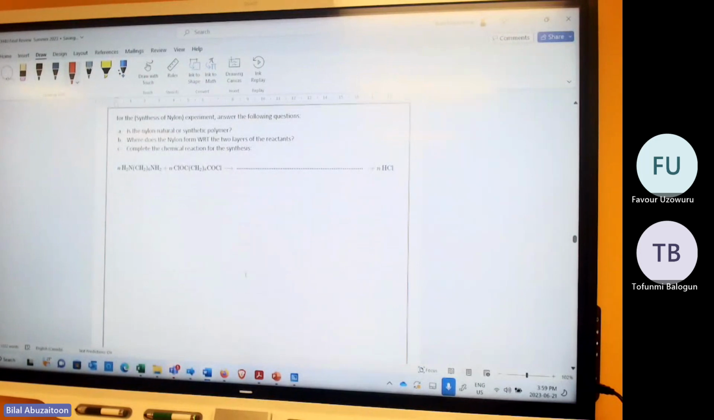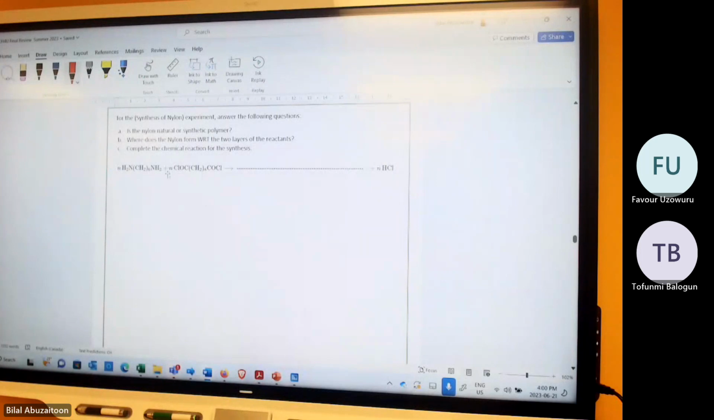Now, the synthesis of nylon. Is nylon a natural or synthetic polymer? This is one of the experiments that you did and wrote a lab report about. Is it natural or synthetic? Nylon is synthetic. Where does nylon form with respect to the two layers of the reactants? In the middle. In the middle, so you pull it out. Yes, in the middle.